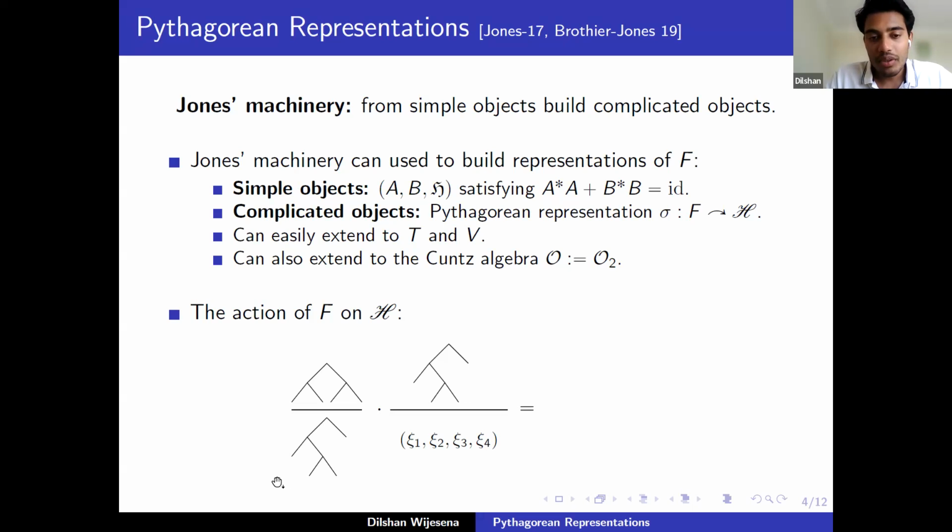All you're going to do is notice that the tree at the bottom and the tree at the top here are the same, so we can cut them out and we get our action here. As I said, this is one of the benefits of Jones' machinery, where everything is very explicit and you can really easily see how the action works. Of course, there are many technical details behind it to make sure that this is actually a representation, but the end result is quite nice to see.